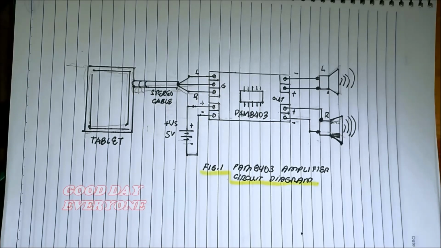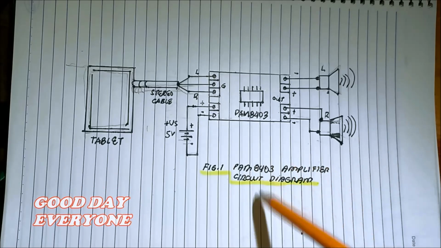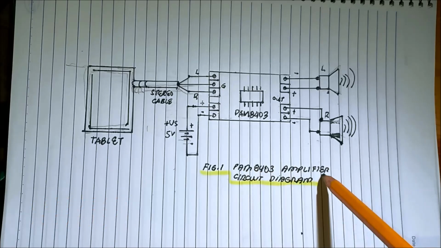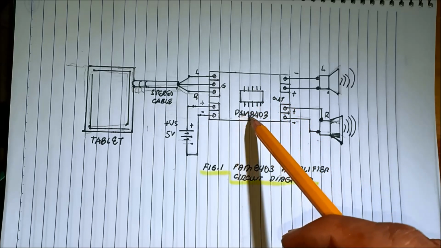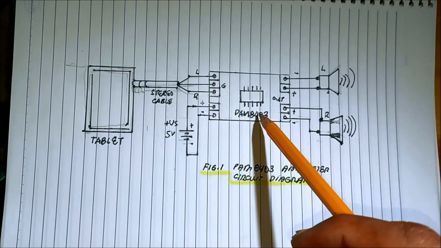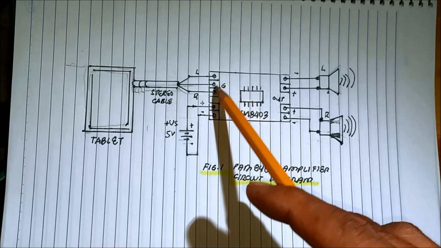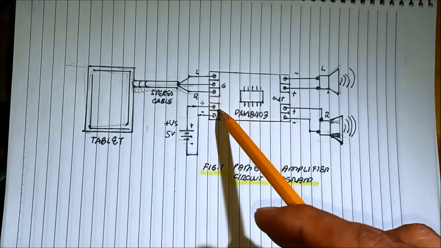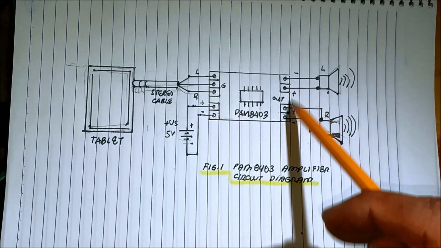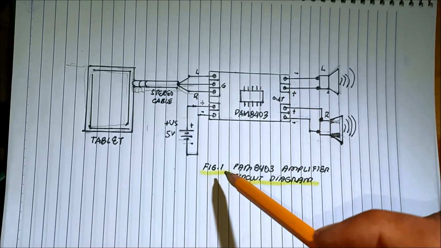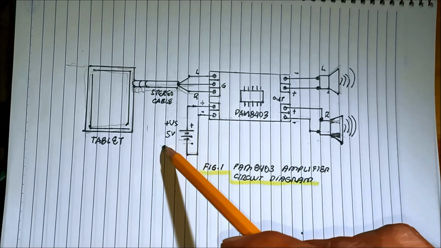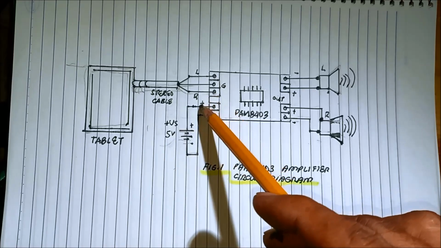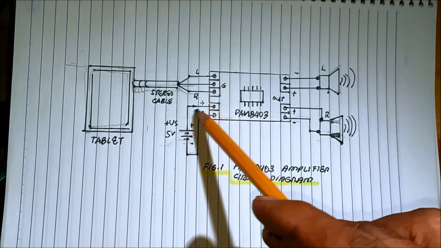Good day to everyone. This is now the circuit diagram of our PAM8403 amplifier project. This is the main module of PAM8403. It consists of the input, the supply, and the output terminal. For our project, we are using a 5 volt supply, the positive and then the negative terminal.